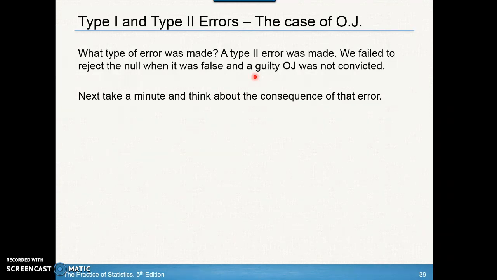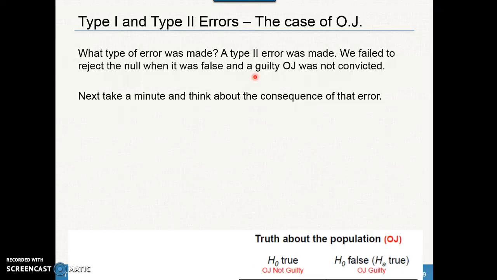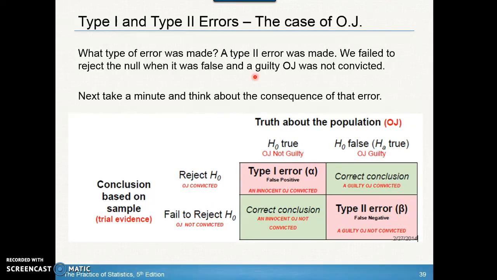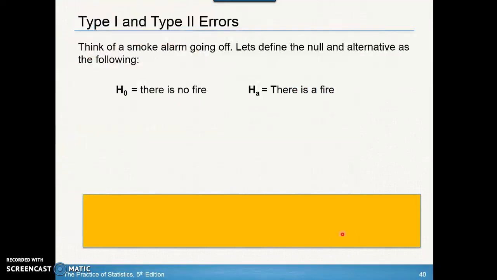So two things you want to be able to do: identify the error and then also identify the consequence, okay? The consequence of that error is that a guilty OJ is not convicted, so he committed a crime and doesn't actually go to jail. All right, so I want you to try this one, sort of think about this one before I go over the answers.